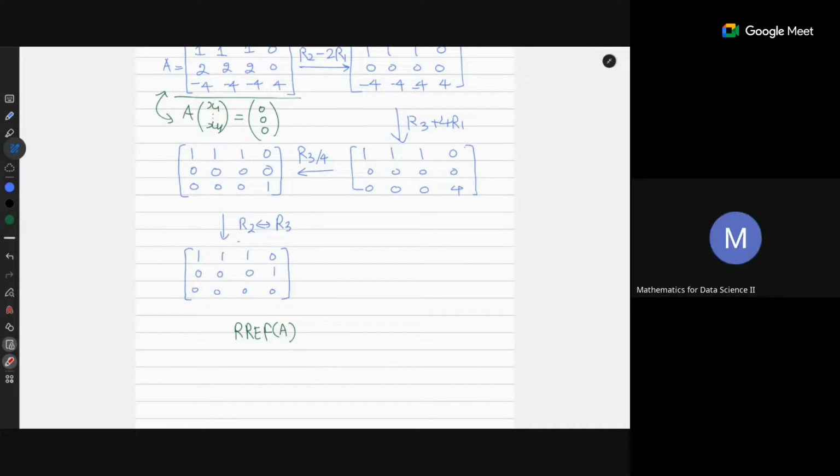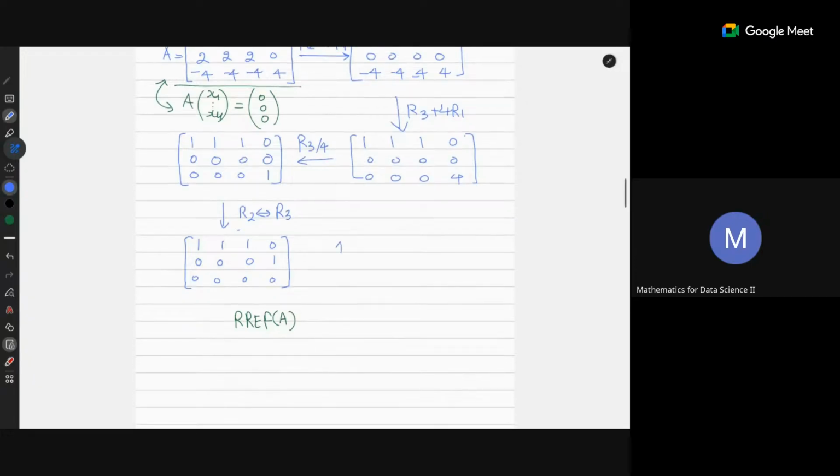Okay, let's go one more step further. Which one is independent? Which one is dependent? The first, X1, and last, X4, are dependent. X2, X3 are independent. So what I will do is write it as 1 1 1 0, 0 0 0 1, 0 0 0 0, times x1 x2 x3 x4, equal to 0 0 0 0.